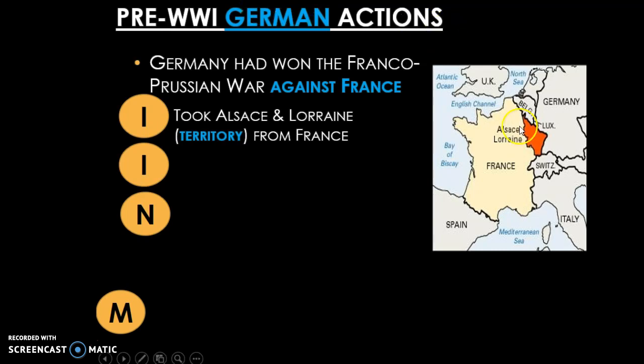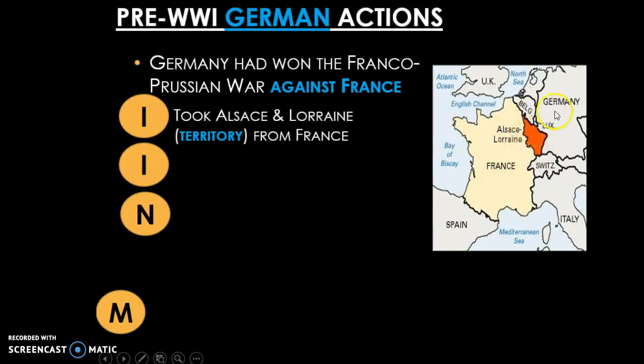And if we take a look at this map, here is France, here is Germany. These two great power countries have just fought a war. Germany has won this war, and so now Germany feels like it should be able to imperialize. It should be able to take territory away from France. And the territory that Germany chooses to take is this little chunk right here called Alsace and Lorraine.